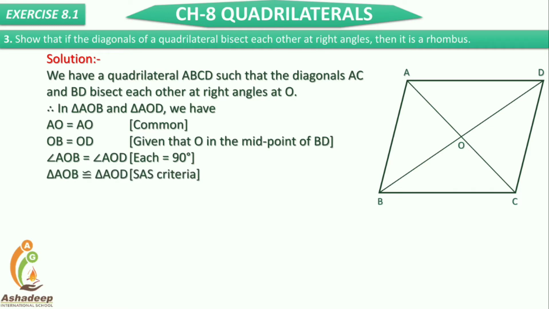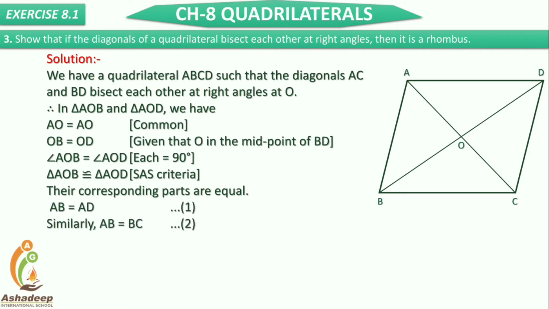By the SAS criterion, triangle AOB is congruent to triangle AOD. Now their corresponding parts are also equal, right? So what we can say is AB is equal to AD, right? Therefore AB is equal to AD, by CPCT.